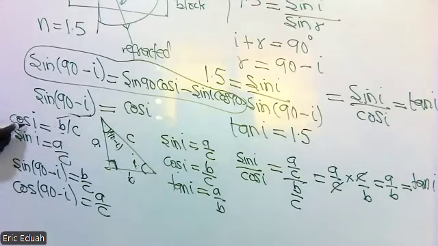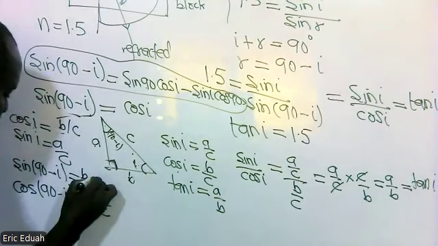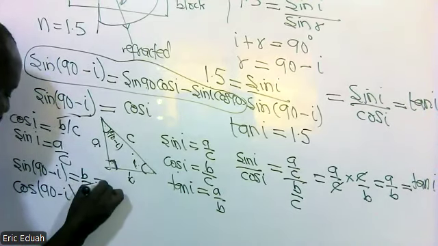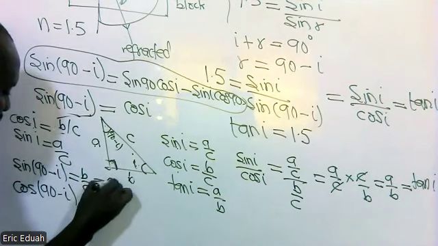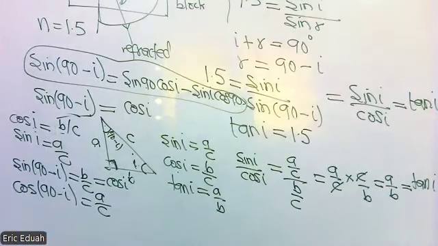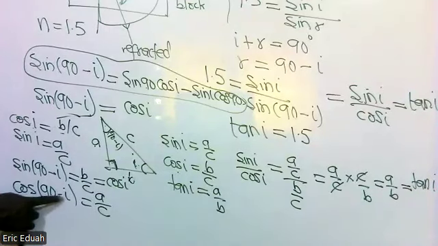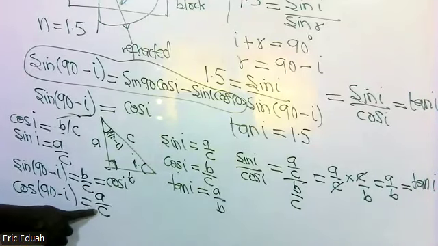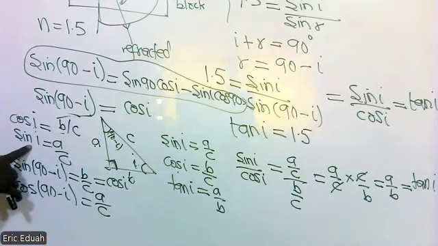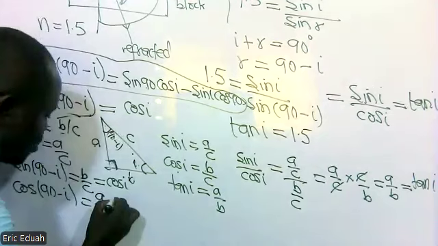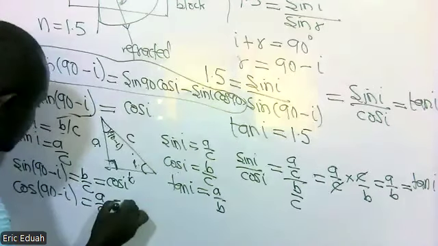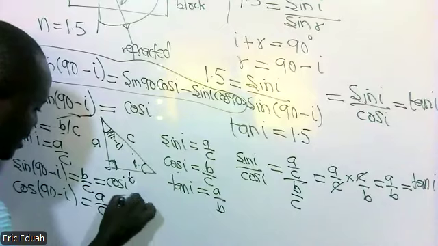Now, when we compare this, if cos I is equal to B on C, and sine 90 minus I is also B on C, then we can say that sine 90 minus I is equal to cos I. And if cos 90 minus I is equal to A on C, and sine I is also equal to A on C, then we can equate cos 90 minus I to sine I as well.